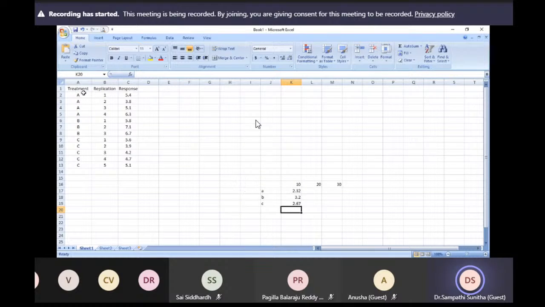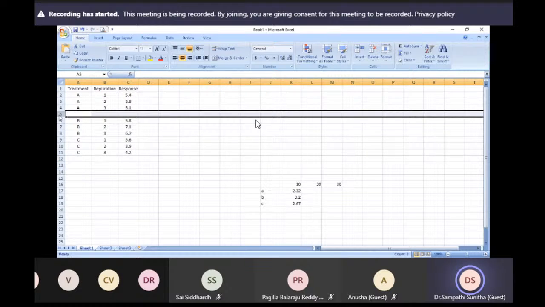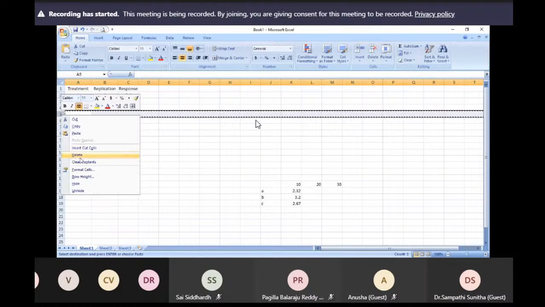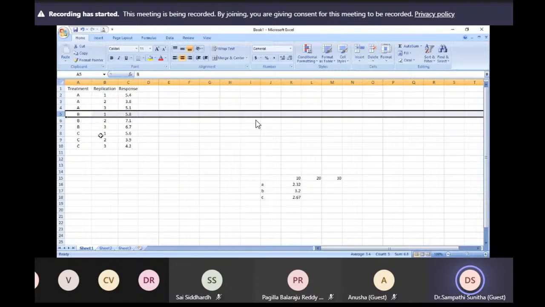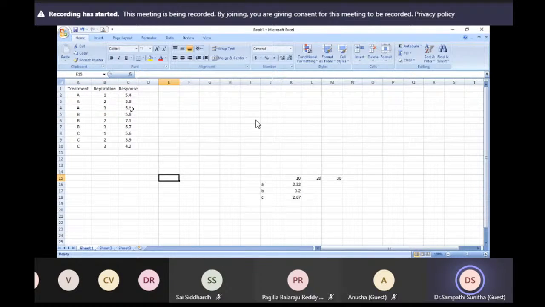A, B, C. A is added 3 times. And there is no observation here, let's suppose. B is 3 times. C is also 3 times. And just delete this one. So you are getting observations like this. Then simply you can go for the univariate.